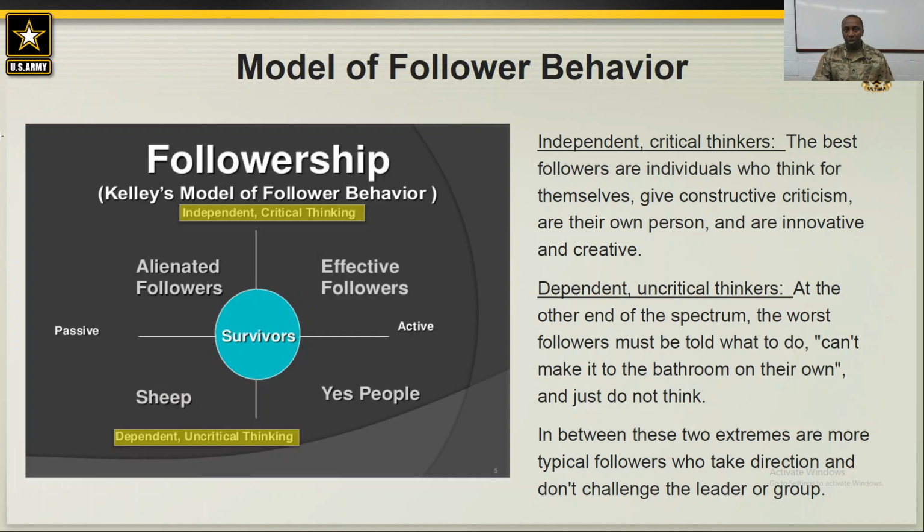For instance, at the top, you see an arrow pointing to independent critical thinkers, and at the bottom of the slide, the arrow points to the opposite end of the range, dependent uncritical thinkers. Independent critical thinkers are individuals who think for themselves, give constructive criticisms, and are their own person, innovative and creative. Dependent, uncritical thinkers must be told what to do, can't even make it to the bathroom on their own, and just do not think. In between these two ranges are more typical followers who take directions and do not challenge leadership or the group.